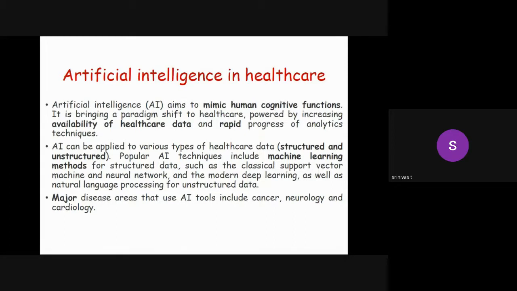AI can be applied to various types of healthcare data, structured and unstructured. Popular AI techniques include machine learning methods for structured data. Normally, we apply machine learning to structured data, such as classical support vector machines and neural networks, and modern deep learning, as well as natural language processing for unstructured data. Normally, we go for NLP, natural language processing, for unstructured data. The major diseases addressed are cancer, neurology, and cardiology.